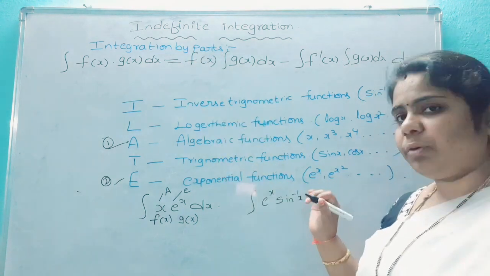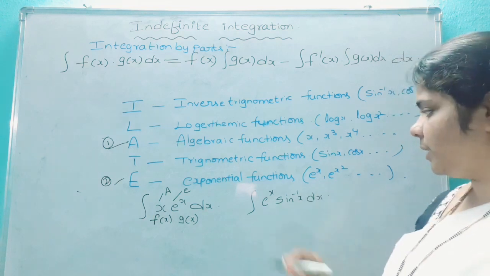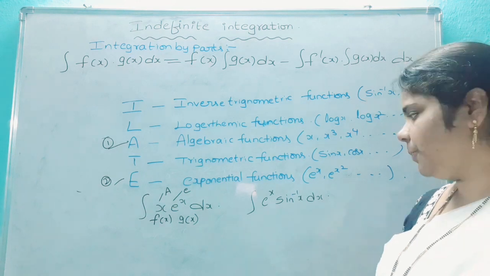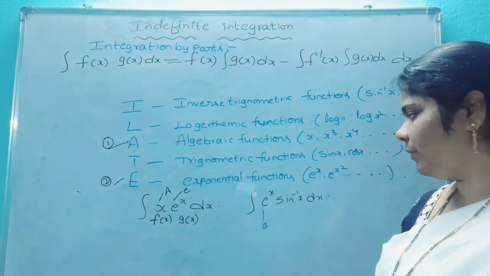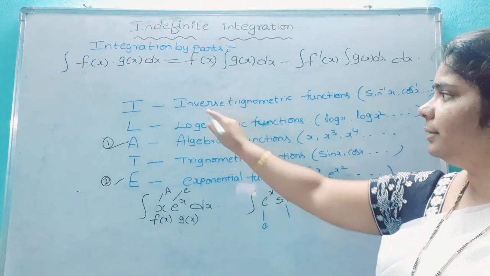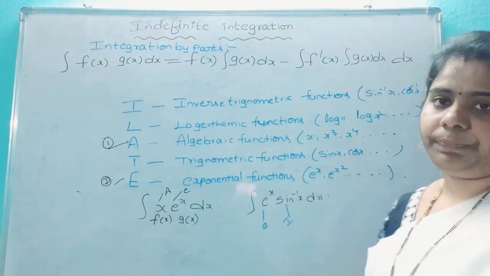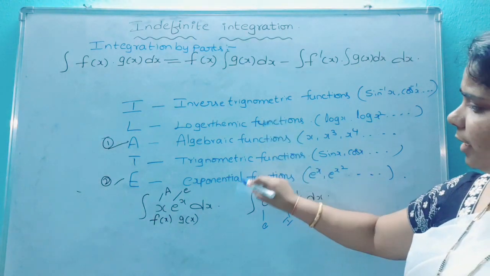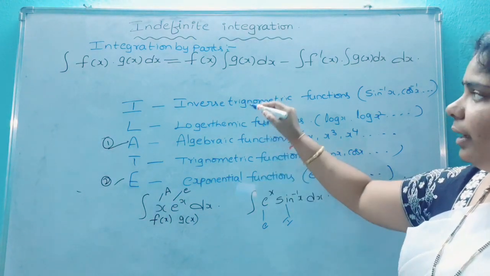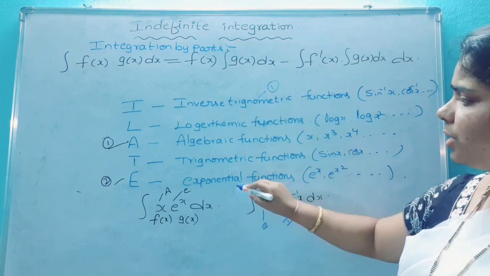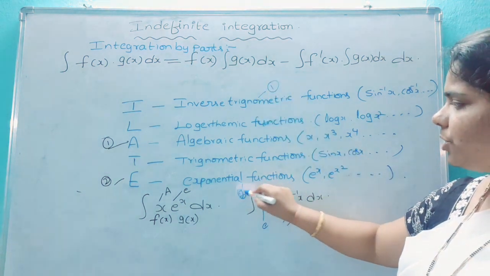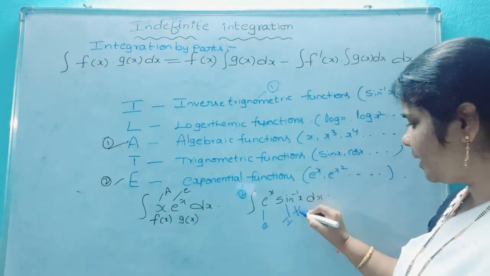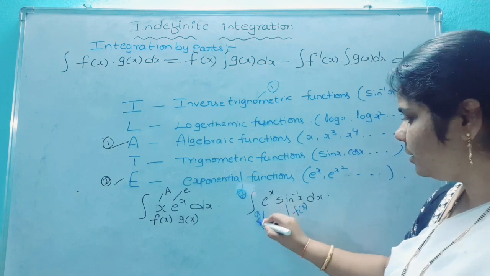Okay, in this function, what is f of x? What is g of x? E power x is the exponential function. Sin inverse is the inverse trigonometric function. Between these, inverse trigonometric is in the first position, exponential is the next position. So the inverse trigonometric function we take as f of x, and this is g of x.